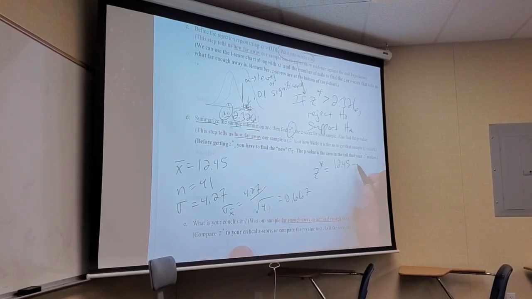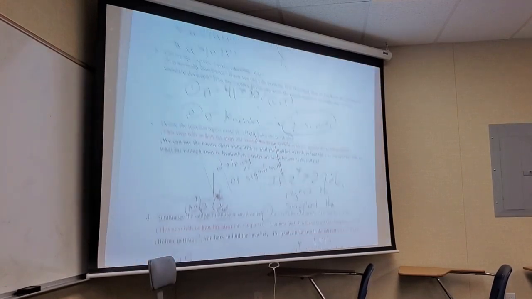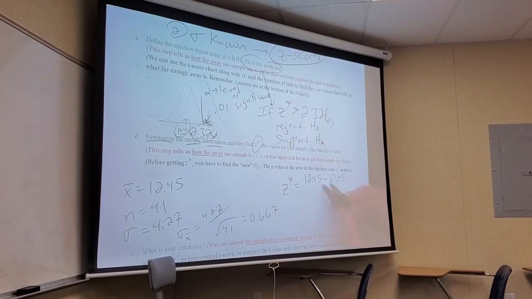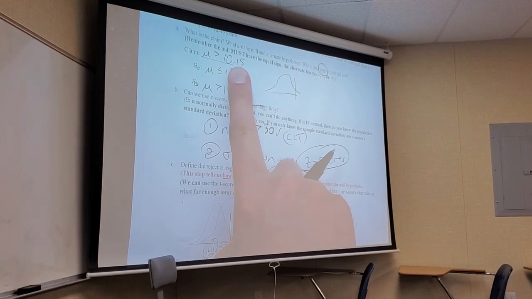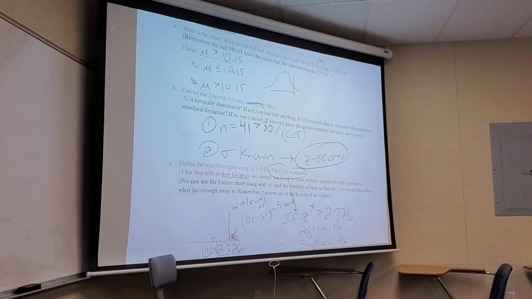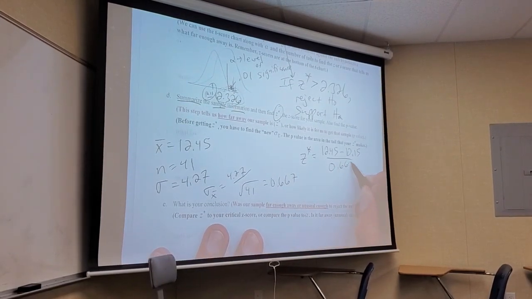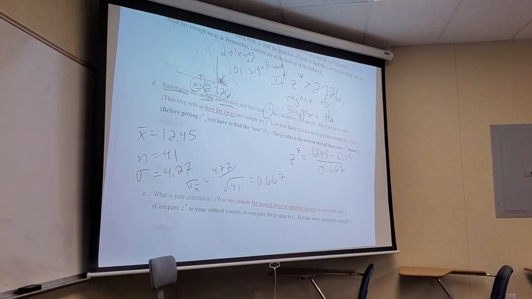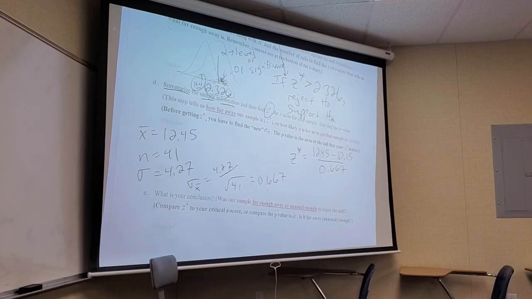So it's always our data. Our data is 12.45 minus what we're assuming to be the middle, 10.15. So it's always going to be our data minus the number from the claim. We're going to assume the middle is this, and we're trying to find a contradiction. Divided by the new standard deviation. 3/2, 2.3, 1.15, 3.45.